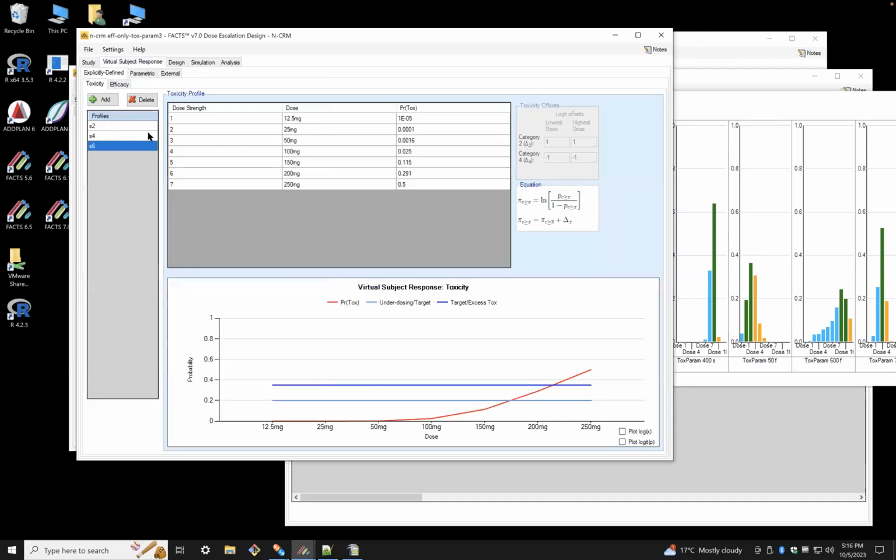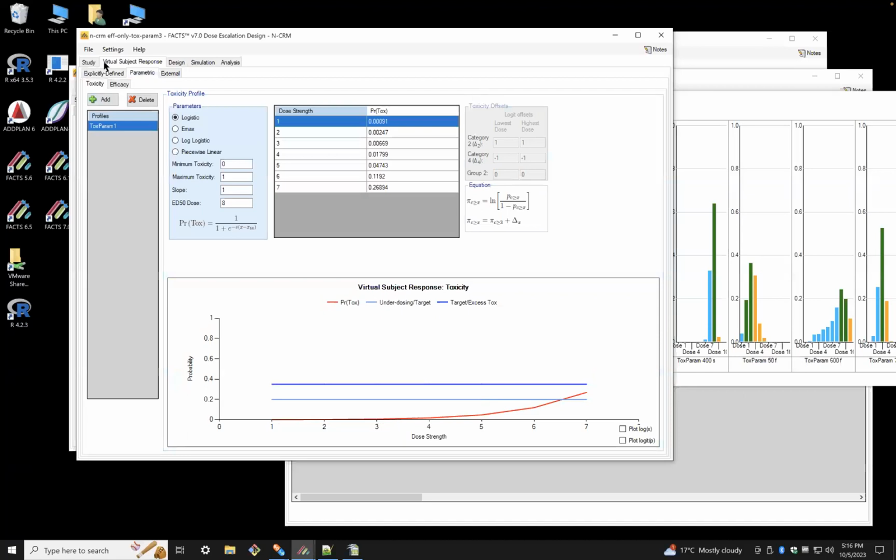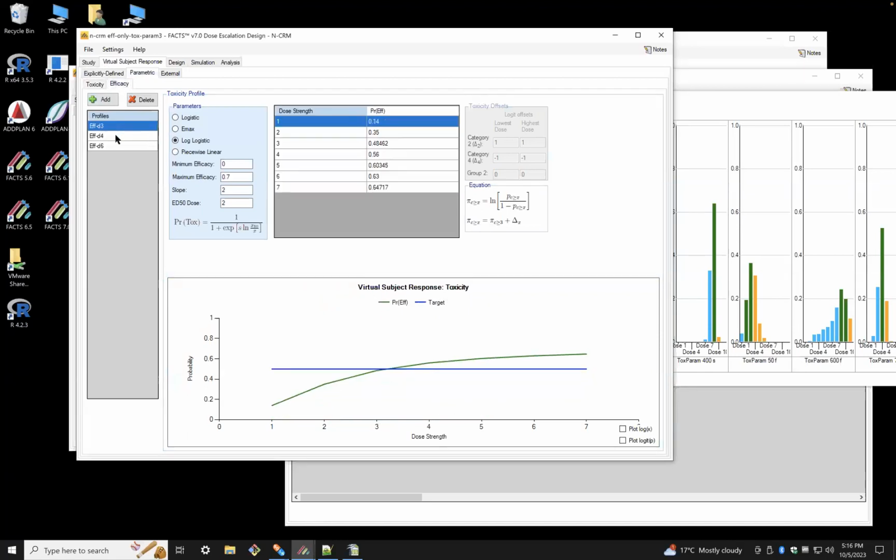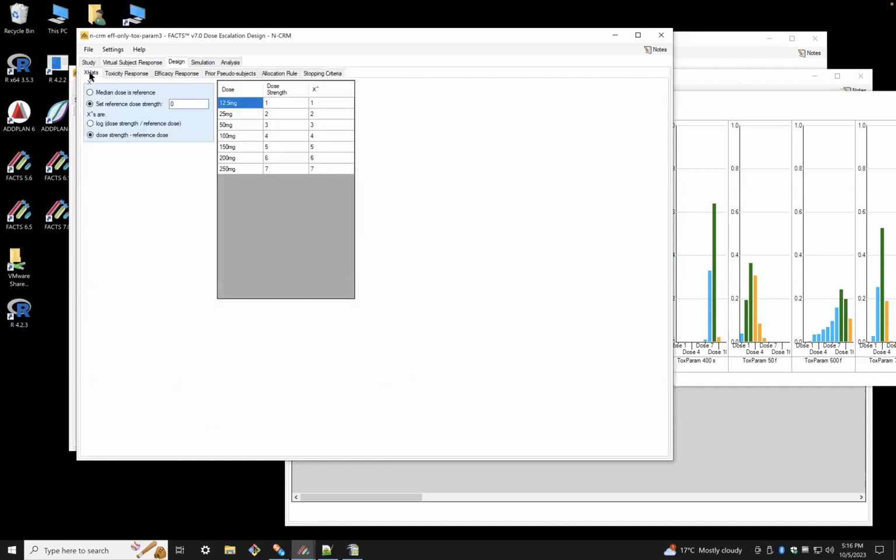I've created the 3 toxicity profiles I showed, plus a parametric toxicity profile, and then 3 efficacy profiles, which happened to be done parametrically. And then the design, the X-hats: like the other design, I set the reference dose to the first dose, in fact below the first dose, so dose strength 0. And then I said simply that my transformed dose strength is a linear difference. So in fact, the transformed dose strength remains 1, 2, 3, 4, 5, 6, 7.